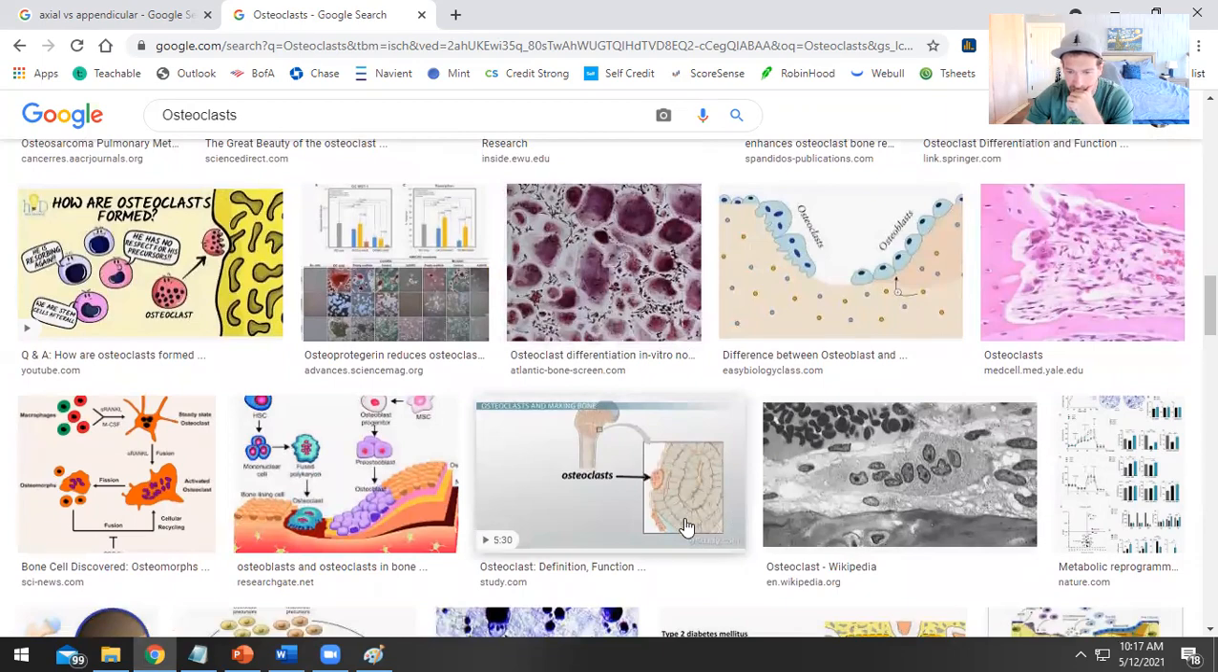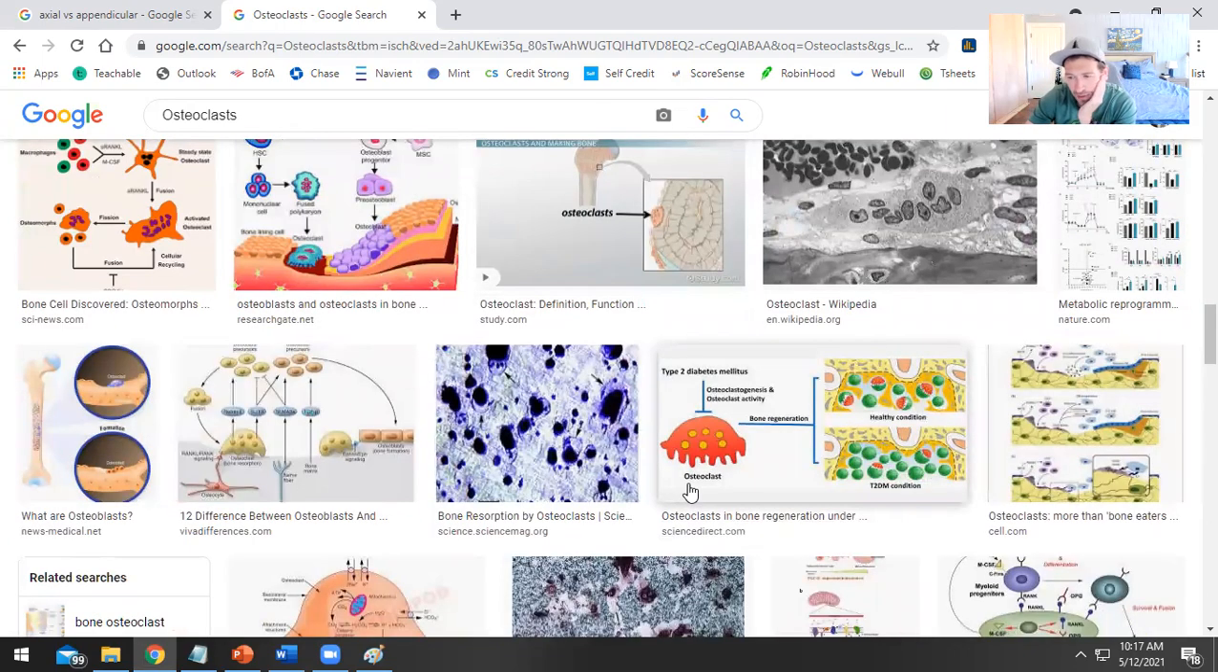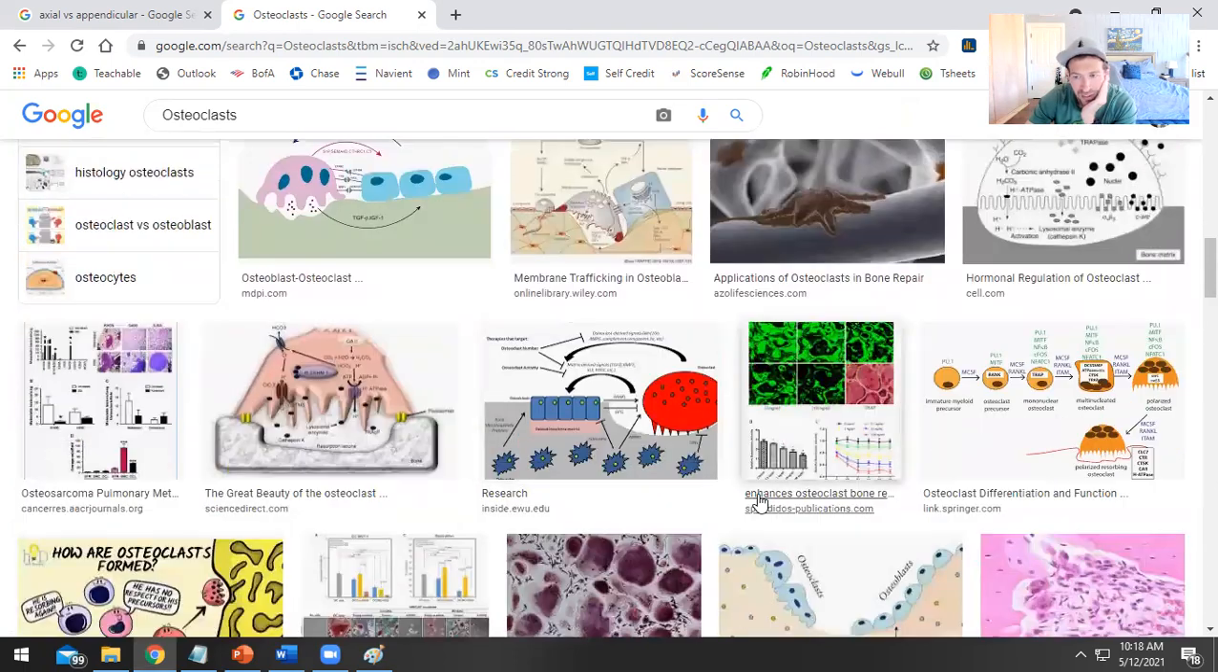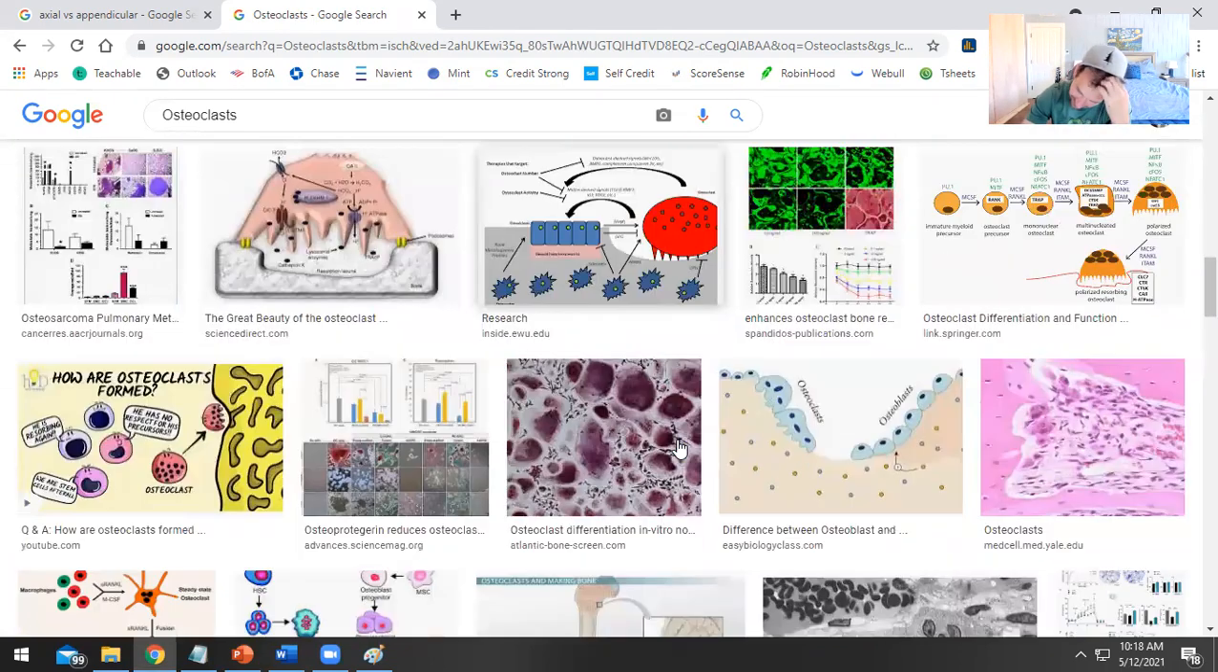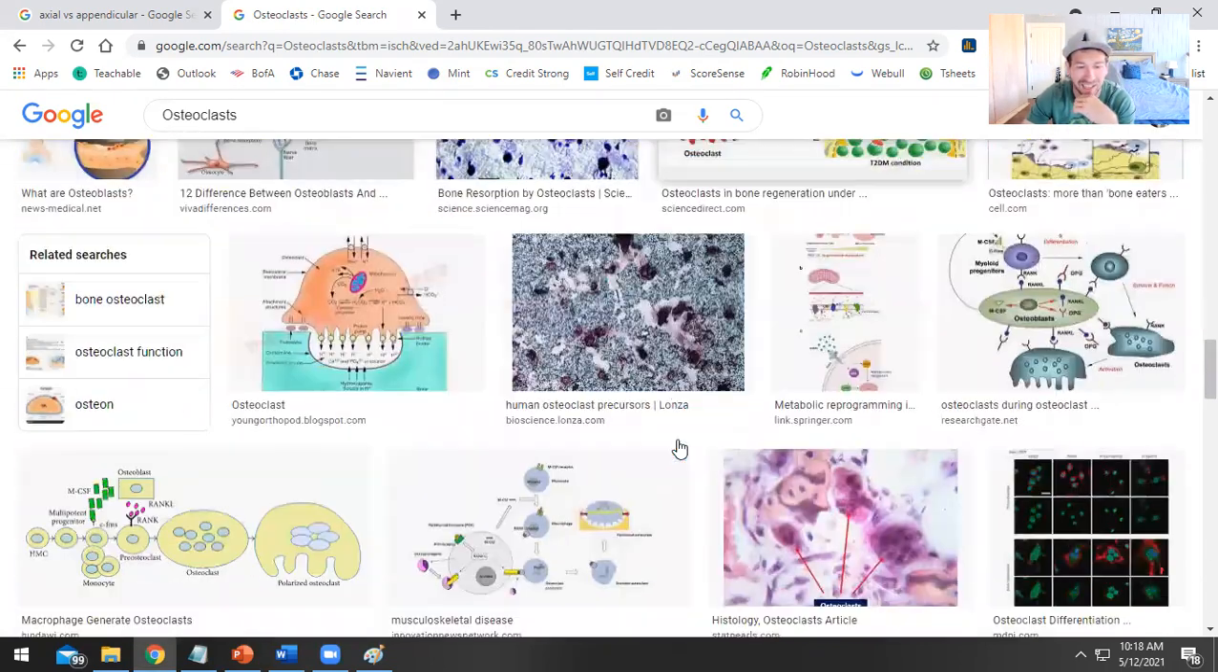Trying to find a good picture of some microfractures or something. Come on, internet, help me out. Give me what I want. I don't know how to describe it.